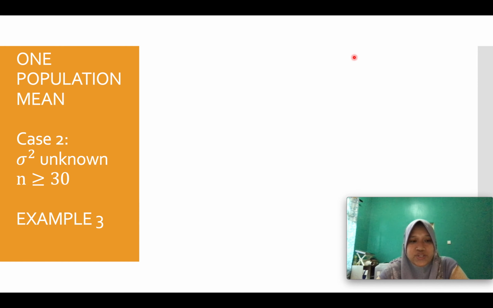Okay, now let's take a look into case number 2. Okay, sigma squared unknown and n is large, which is greater than 30, which is example 3 lah. Okay, so nanti awak kena solvekan example 2. Okay, later on I will give the full solution. Okay, now let's take a look into example 3, which is referring to case number 2. So the formula is given by x bar plus minus z alpha over 2 times s over square root n.